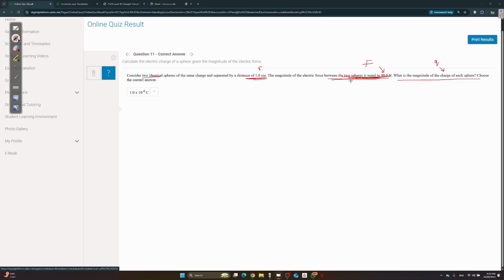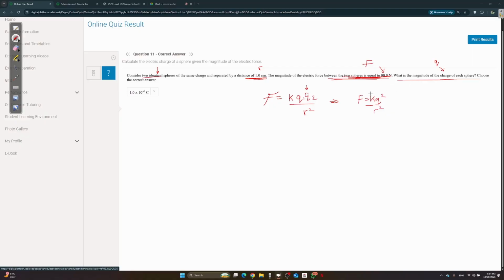Identical. Okay. So what's the formula for F, Q, and R? F is equal to K Q1 Q2 over R squared. These two charges are what? Identical. So do I write Q1 Q2? No, Q squared. So it's going to be F is equal to K Q squared over R squared, since they're identical, they're the same charge. So we write like this.